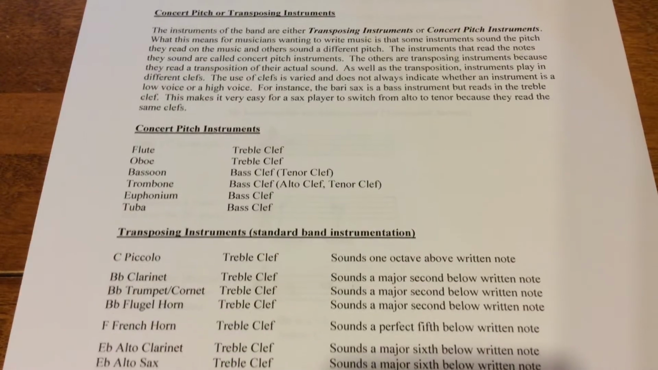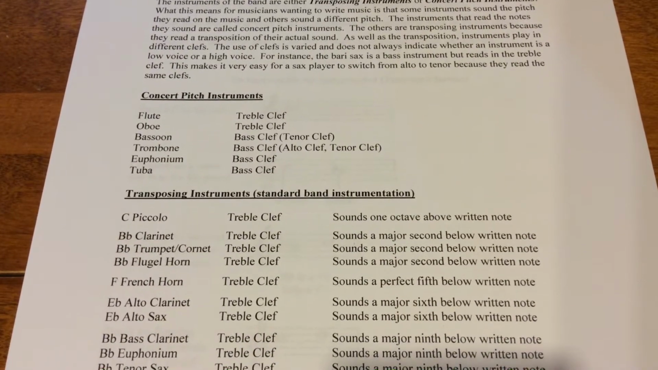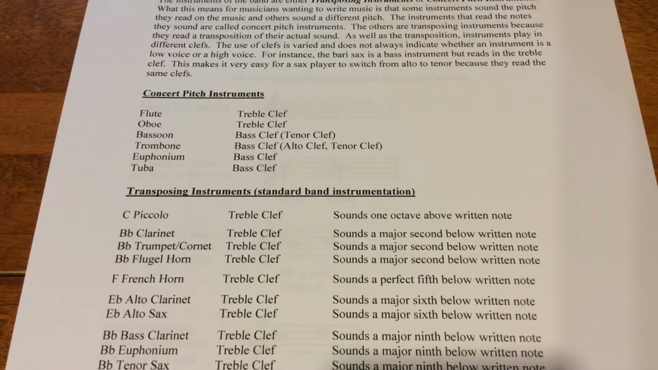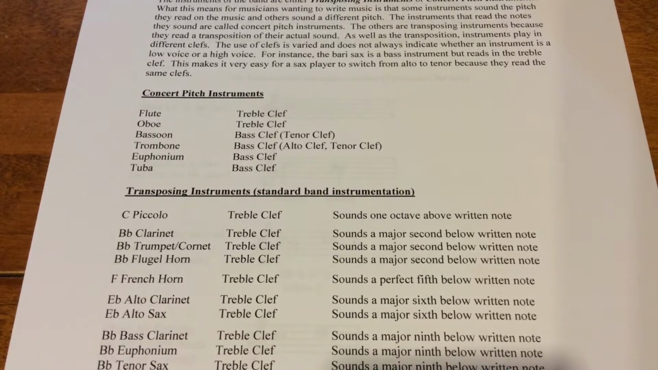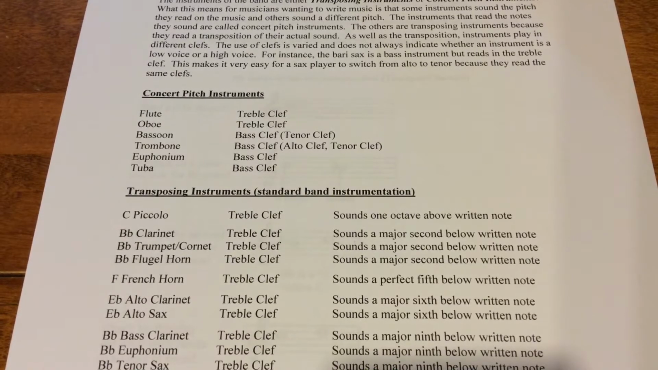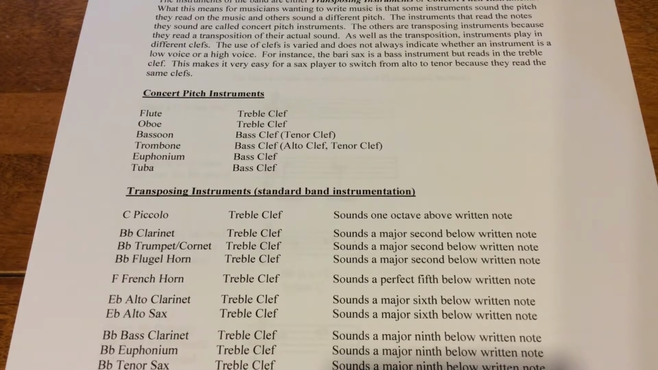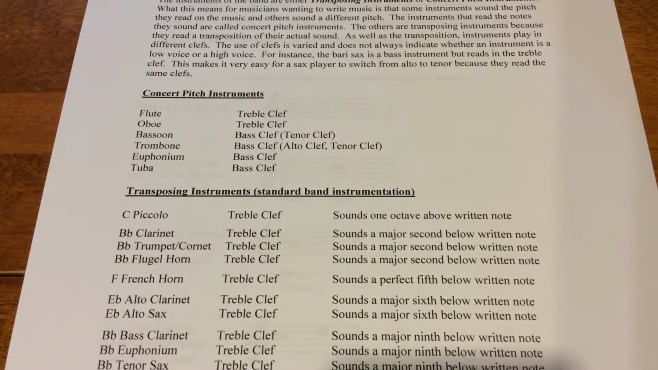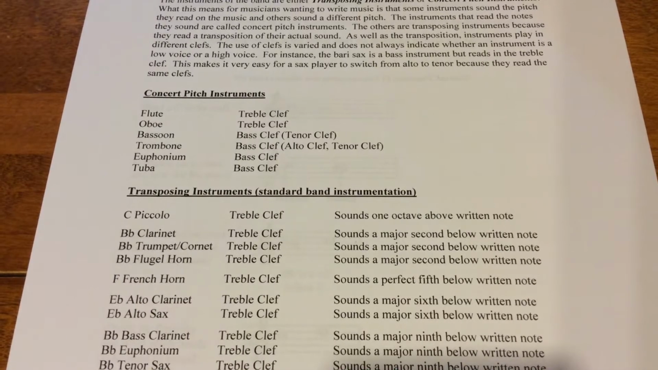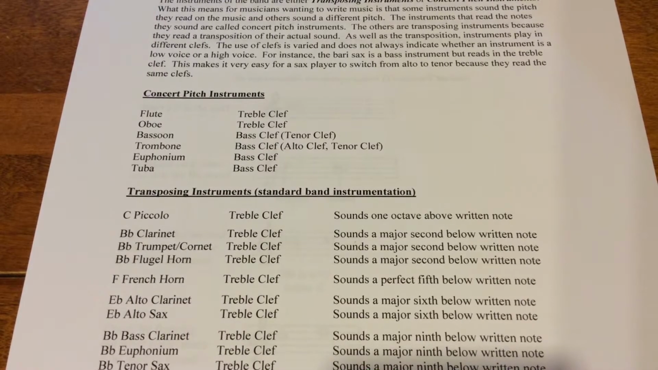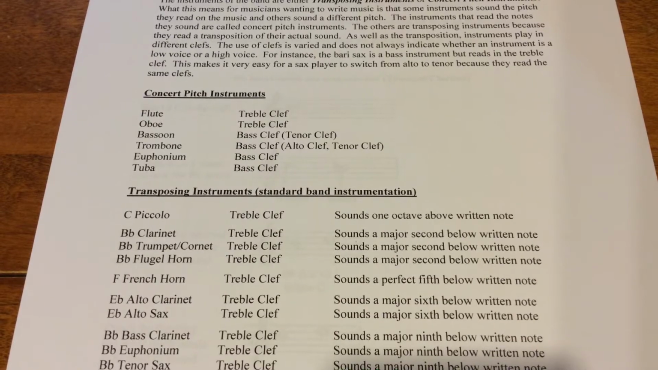So the first group we're going to look at are concert pitch instruments, and so these are the ones that there is no transposition for. So the flute, the oboe, bassoon, trombone, euphonium, and tuba are all considered concert pitch. There might be some, again, variation a little bit with this in terms of the clefs that are used as well. So bassoon, bass clef primarily, but it can also do tenor. Trombone, bass primarily, but alto clef and tenor clef can be employed as well.